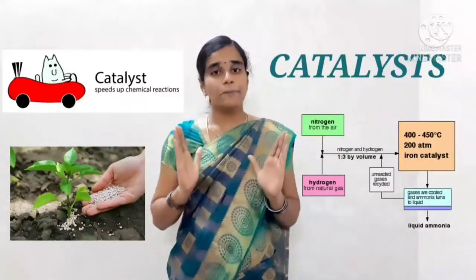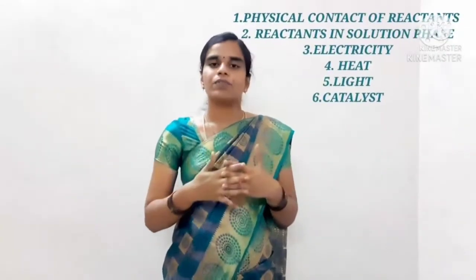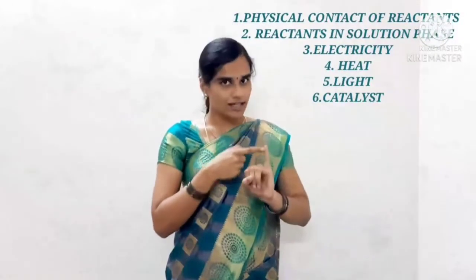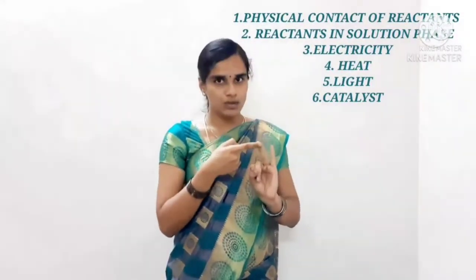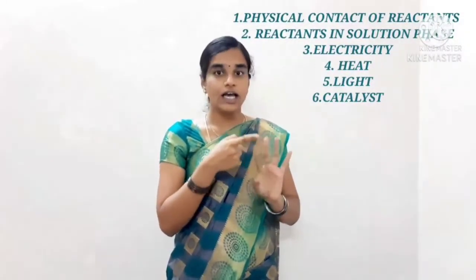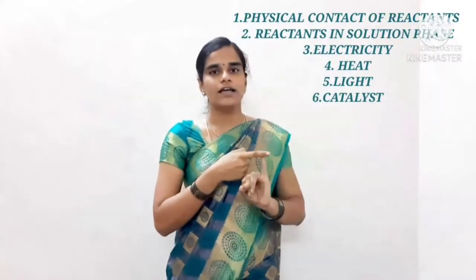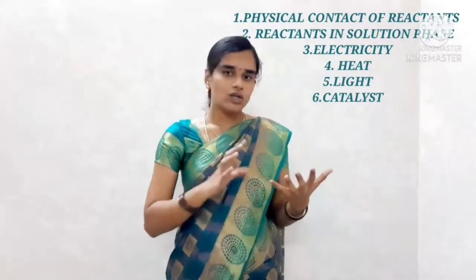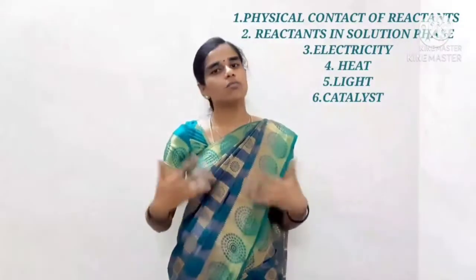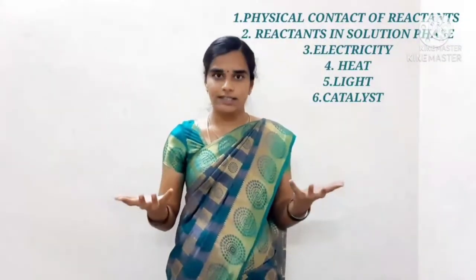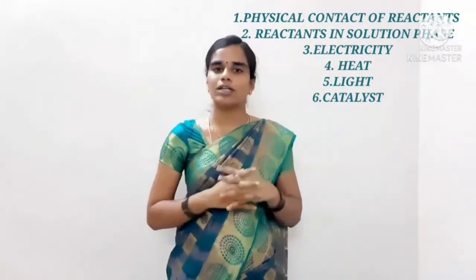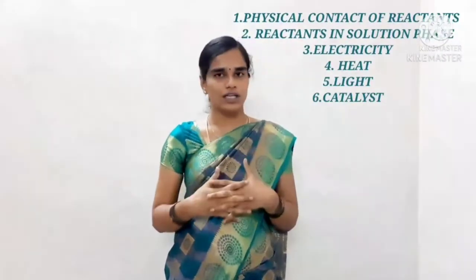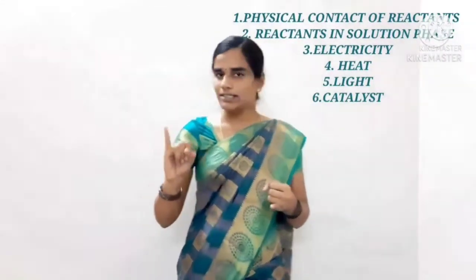So these are certain important specific conditions for a chemical reaction to take place. What are they? Let us revise. They are physical contact of the reactants, reactants in solution phase, electricity, heat, light and catalyst. Not only these, but also some more specific conditions are necessary, but these six are very important necessary conditions for a chemical reaction to take place. Okay, the first topic is dealt with.